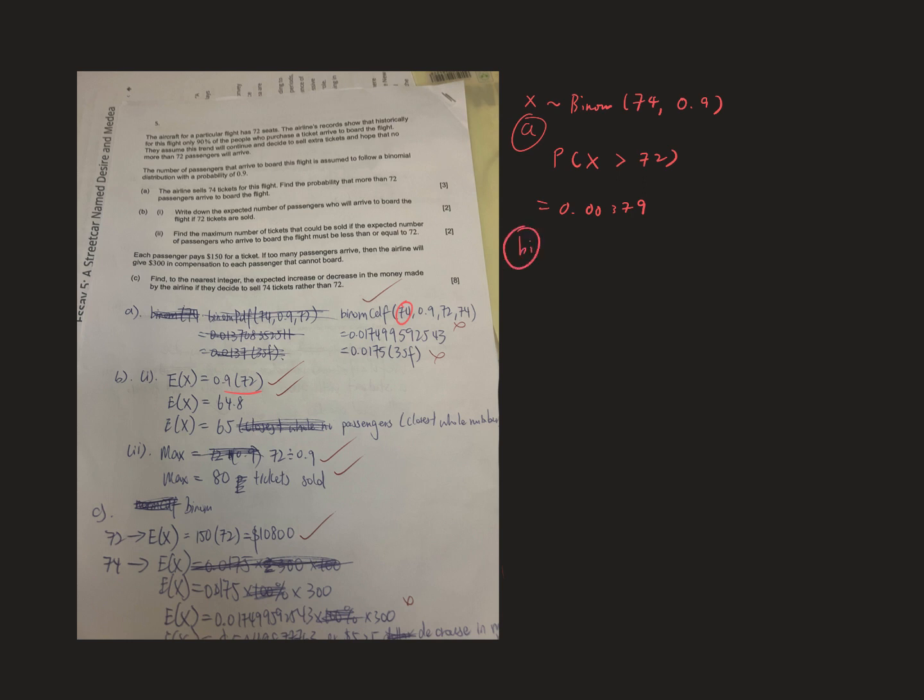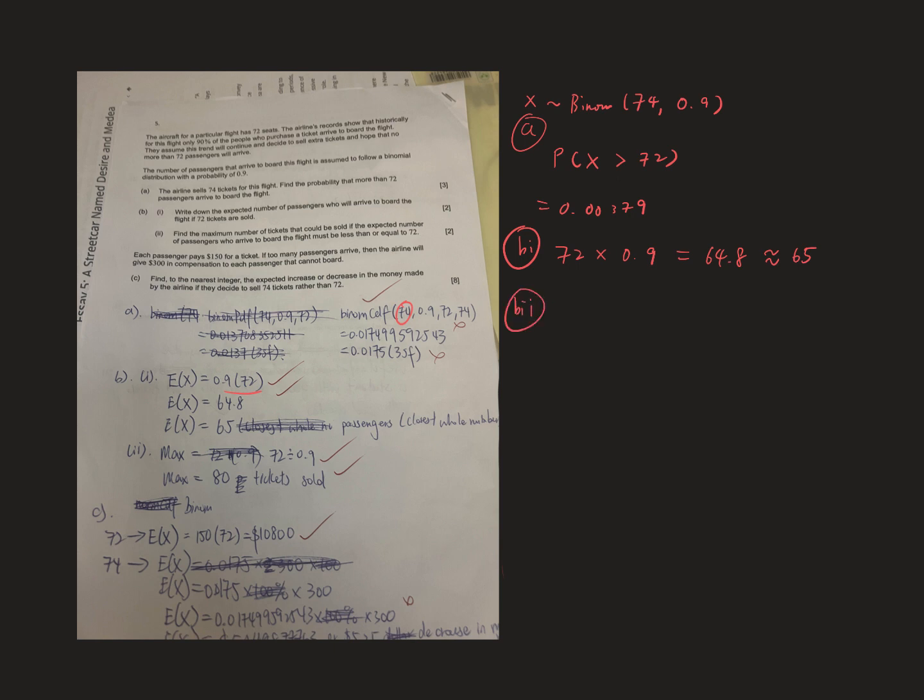For B1, write down the expected number of passengers who will arrive to board the flight if 72 tickets are sold. Right now it's not 74 tickets, only 72 tickets are sold. So it should be 72 times the arrival rate, which is 0.9, which gives us 64.8. So it's around 65. This is B1.